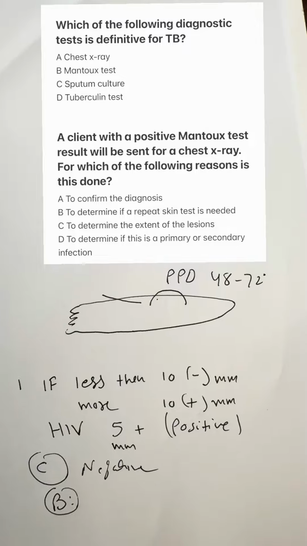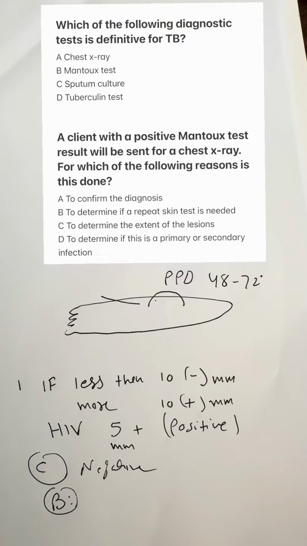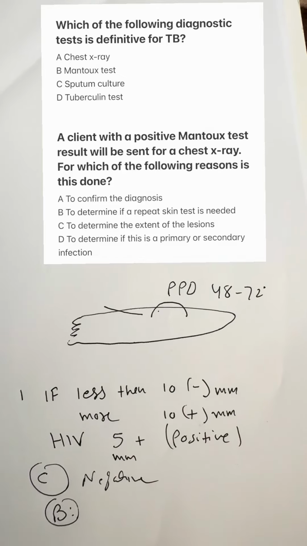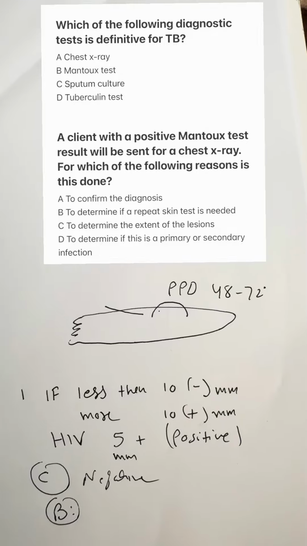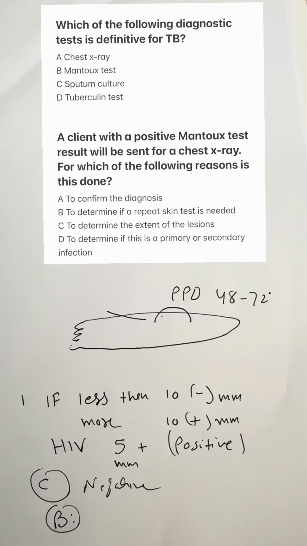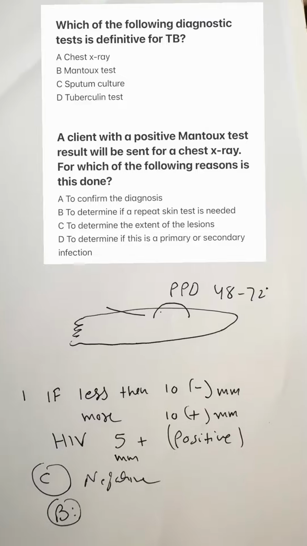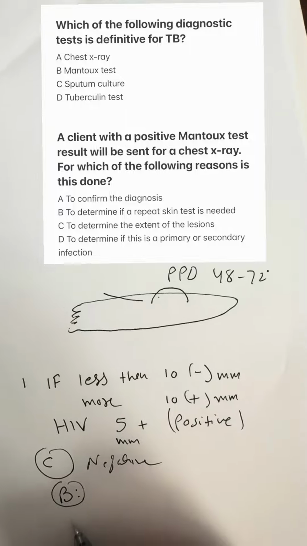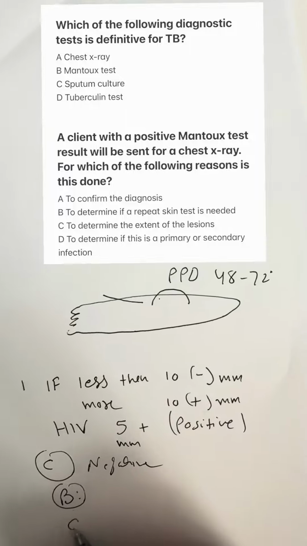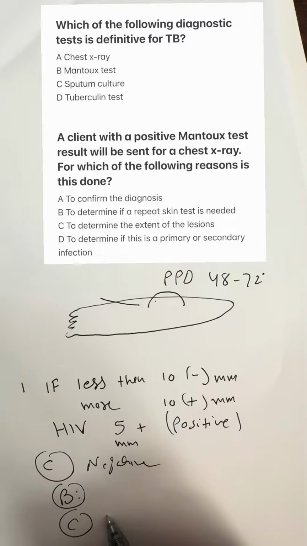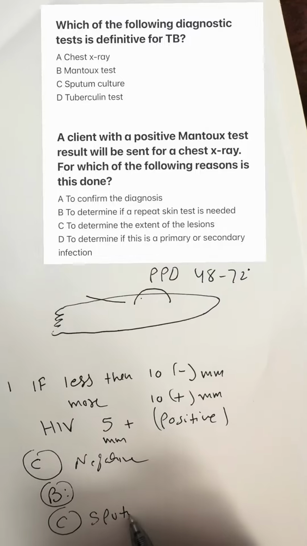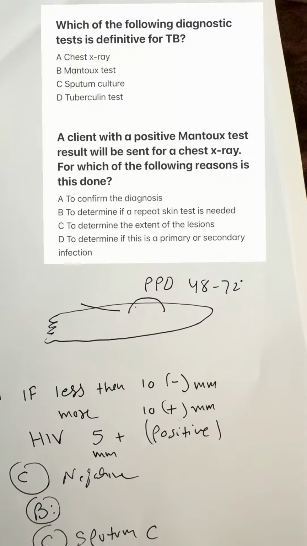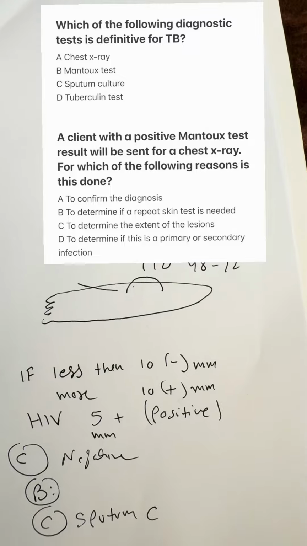Which of the following diagnostic tests is definitive for TB? Chest X-ray, Mantoux test, sputum culture, or tuberculin test? So which of the diagnostic tests is definitive for TB? The only thing that will confirm it is C, sputum culture. You must be thinking about chest X-ray, right? But the diagnostic test to confirm TB is sputum culture.